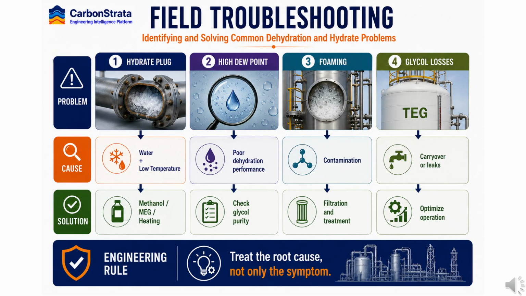Even well-designed systems occasionally experience operational problems. Hydrate plugs may occur when operating conditions enter the hydrate stability region unexpectedly. High water content in the sales gas often indicates poor dehydration performance. Foaming inside the contactor can reduce mass transfer efficiency and increase glycol losses. Operators may also experience glycol carryover, contamination, or regeneration problems. Successful troubleshooting requires identifying the root cause rather than simply treating the symptom. Continuous monitoring and preventative maintenance remain the most effective strategies for reliable operation.